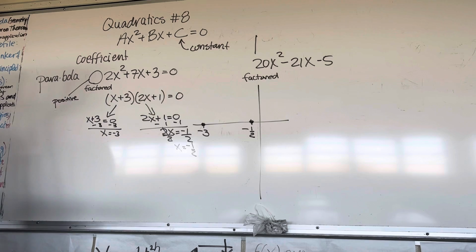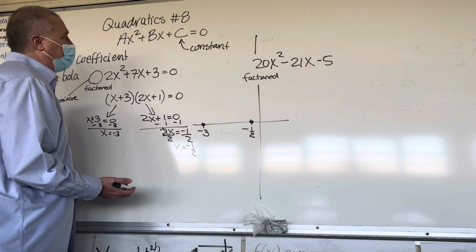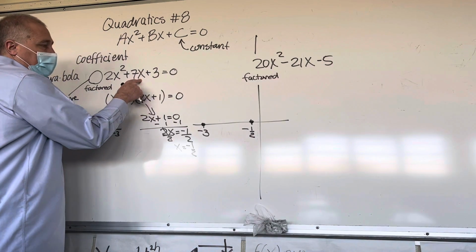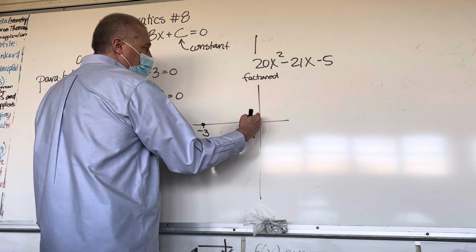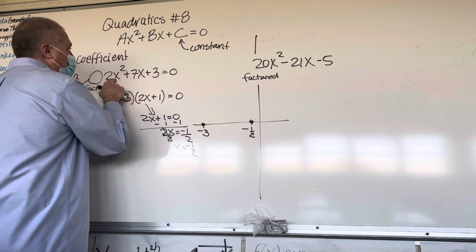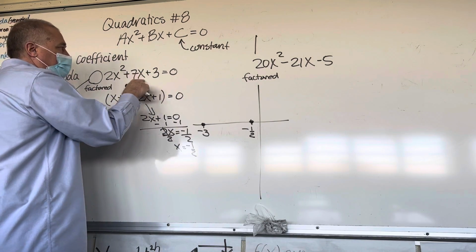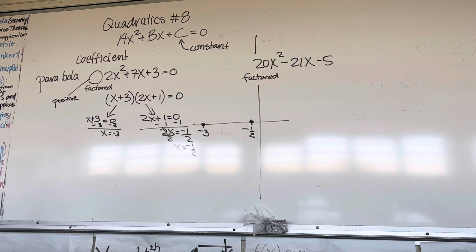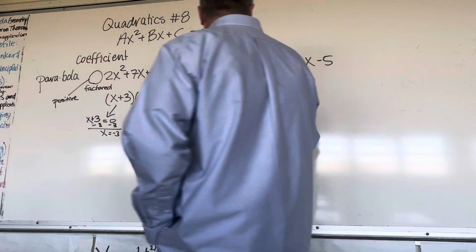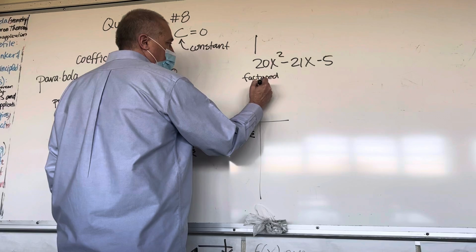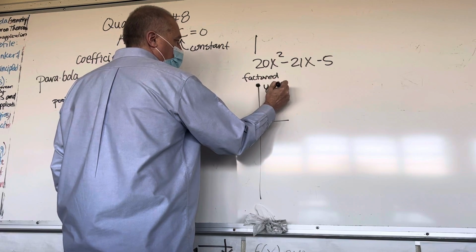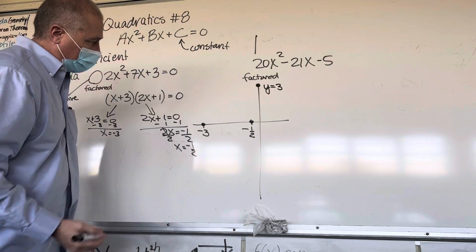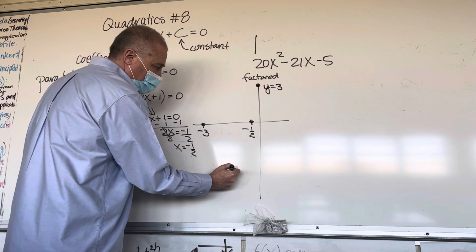Okay, so let's see what other numbers we can find. If we were to plug in a 0 for the x, where is the x 0? It's right here on the y-axis. This term would disappear and this term would disappear. We'd be left with 3. So our y-intercept right here is equal to 3. Let's put that in somewhere here. Y equal to 3. And then from our graphing app, let's find out what the vertex is.